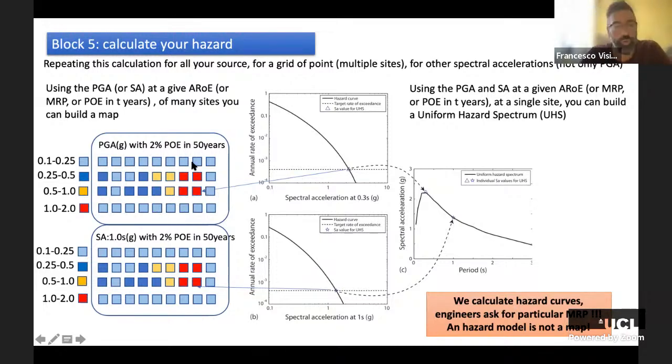This graph here should represent a map where each square is a site, and the colors are proportional to the PGA. So I'm just cutting my hazard curves with a horizontal line for all the sites to build my map. If I calculate not only the PGA but also other spectral accelerations, for example at 0.3 seconds or at 1 second, I can build maps not only for PGA but also for spectral acceleration at 1 second and so on.